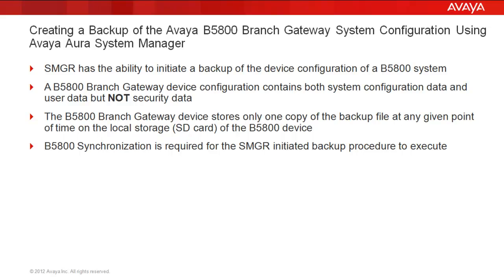The B5800 branch gateway device stores only one copy of the backup file at any given point of time on the local storage SD card of the B5800 device. Thereby, that's why we call this an on-device backup. And you'll see where it backs up from the primary folder on the SD card to the backup folder of the SD card. B5800 synchronization is required for the System Manager initiated backup procedure to execute.